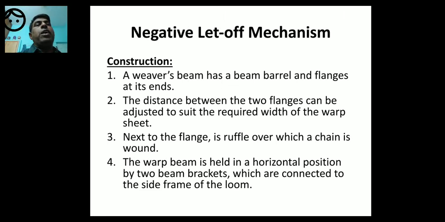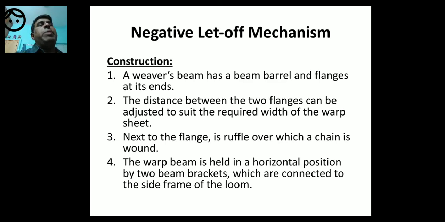I will tell you the construction one more time, so please understand. A weaver's beam has a beam barrel and flanges at its ends. What is the beam barrel? That is the cylindrical part, that is the center of the weaver's beam, and flanges at its ends, and there are 2 flanges, one at each end.